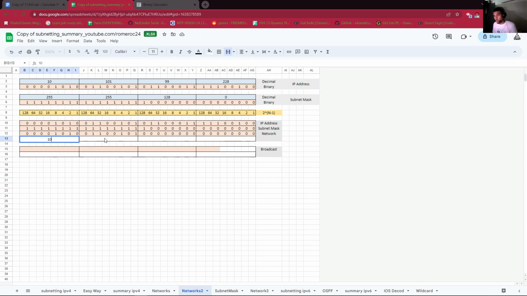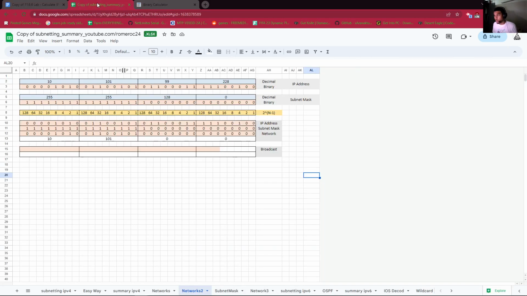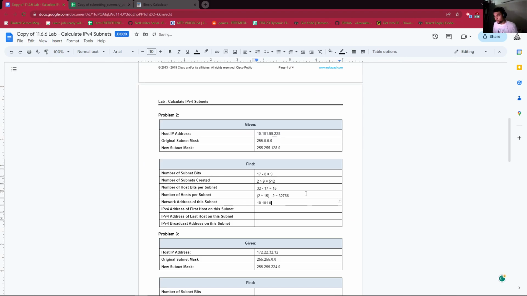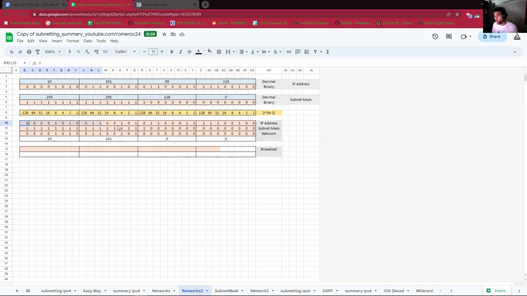Then we change it into decimal. So what we have is 10, 101, and this becomes 0 and this becomes 0. So that's just for the network address. So we got 10.101.0.0. Next one is for the broadcast address. So we copy this, same after they multiply with 1, copy this and paste it back right here. And then fill the other with 1.